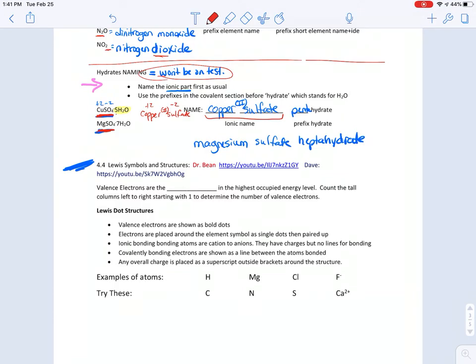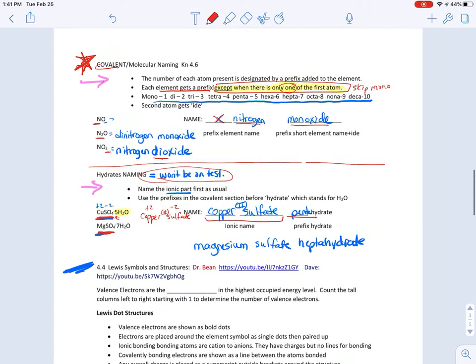You write that here, and then to make it a hydrate, use the same prefixes. So penta, there's the same prefixes all in this line right here. Pentahydrate. You always use that word hydrate after. So then for the second one, magnesium sulfate, hepta, because there's 7, hydrate.